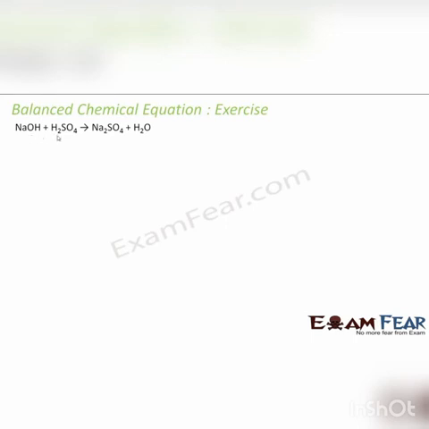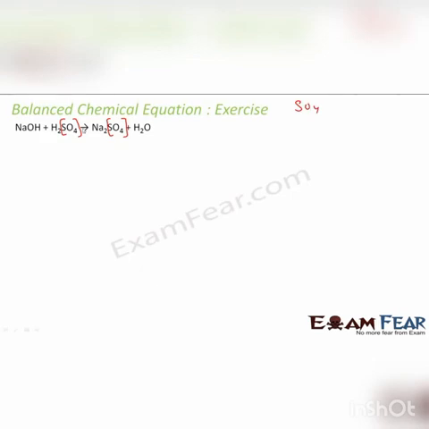We have NaOH, sodium hydroxide, plus H2SO4, sulfuric acid, giving Na2SO4, sodium sulfate, and water. So we have to balance this equation. We already know the names of these things; we have learned all these things in the past classes. We want to balance this chemical equation. So here also, if you see, SO4 is 1 unit here. Here also we have SO4. That is my first priority.